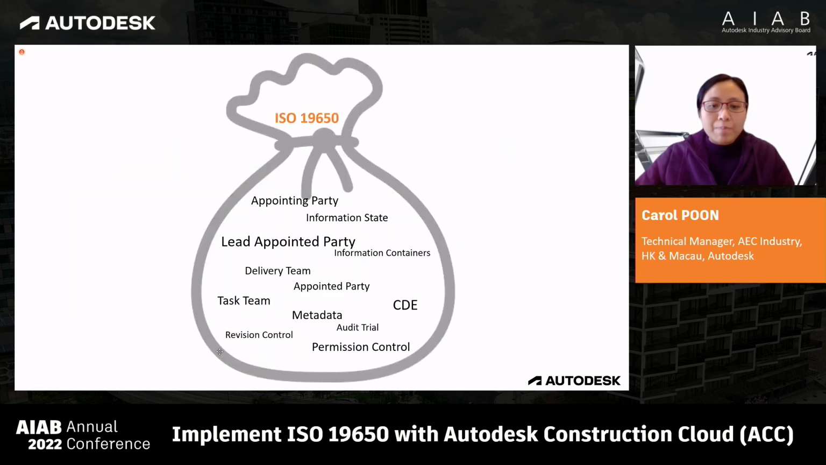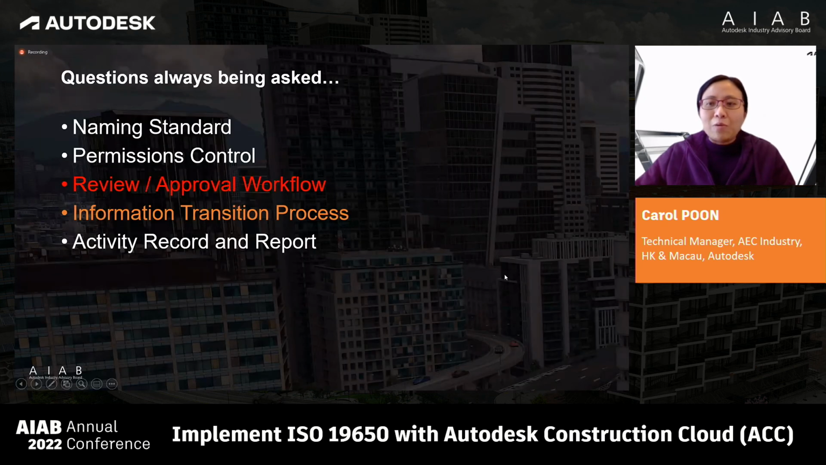If you are a BIM manager or the project owner, you want to apply ISO 19650. I guess you may be familiar with all these terms, right? Appointing party, delivery team, task team, metadata, permission control. A lot of things you have to remember and understand. So in reality, how do we implement all these terms, concepts, and workflows into our CDE with ACC or BIM 360?